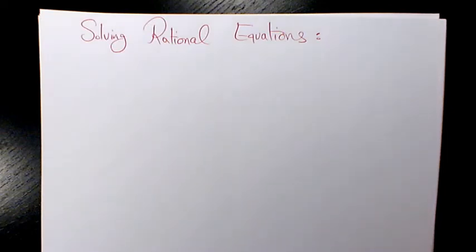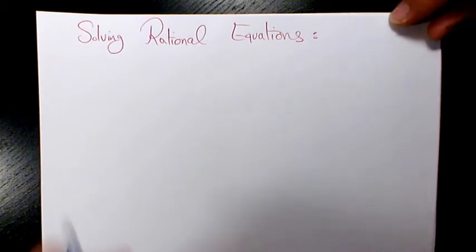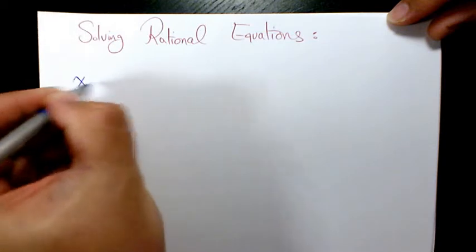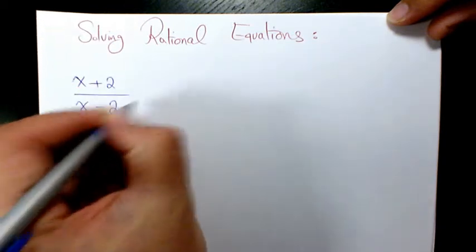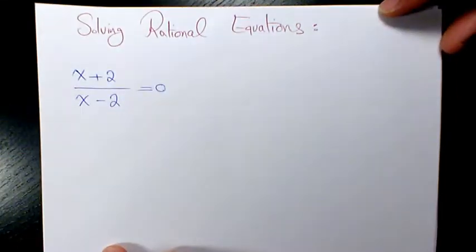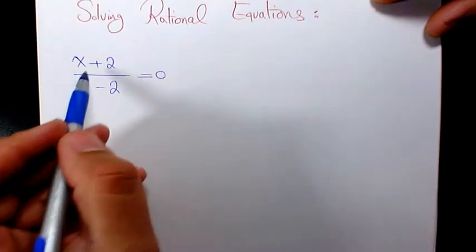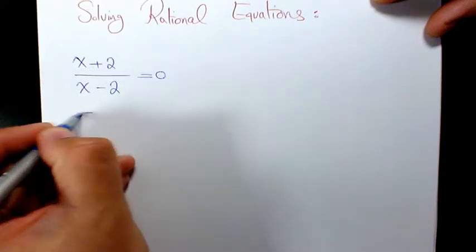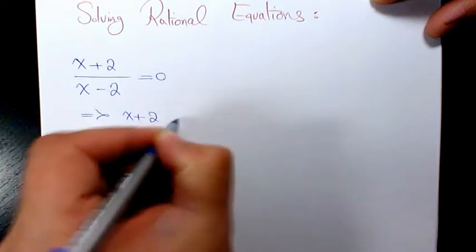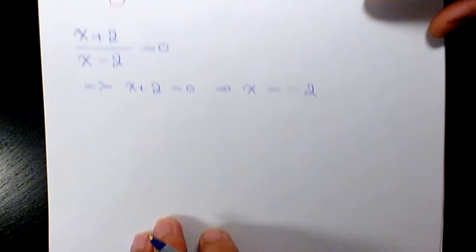Welcome to another video. In this video I want to show you how to solve rational equations. First example, I have x plus 2 over x minus 2 equals 0. So we need to solve it algebraically. Since this rational function has to be equal to 0, it means that the numerator has to be equal to 0. So x plus 2 has to be 0, therefore x equals negative 2.